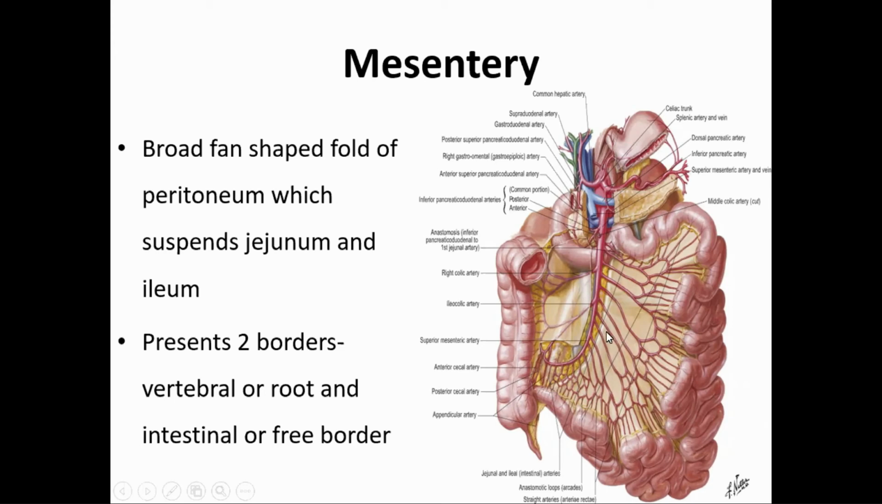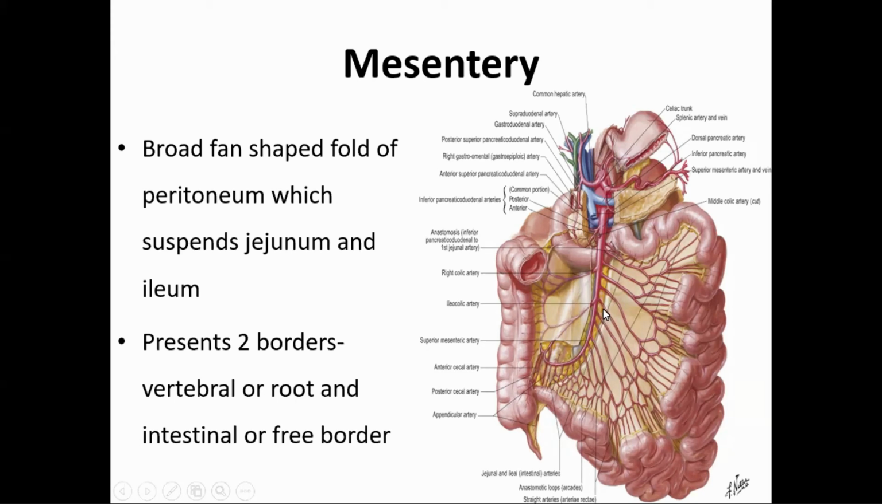See, it has the anterior and the posterior border. Anterior is called the intestinal or the free border, which encloses the jejunum and the ileum. And here is the root or the vertebral border. This root extends from the duodenojejunal flexure to the right sacroiliac joint. So what is the extension of the root of the mesentery? It extends from the duodenojejunal flexure to the right sacroiliac joint. And its length is about 15 centimeters.